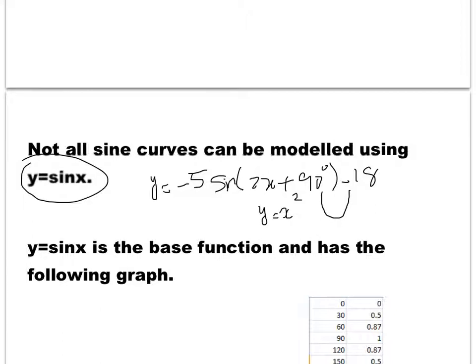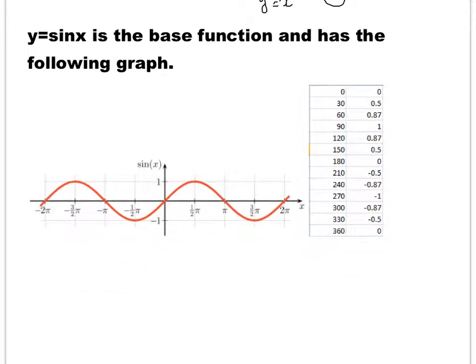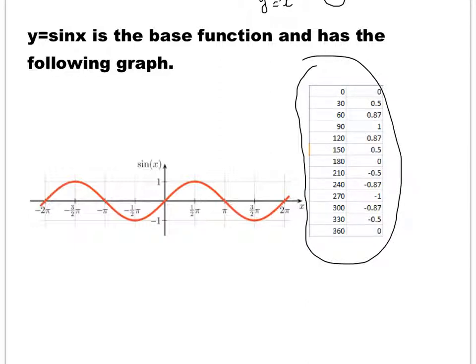Now, how the function y equals sine x looks, as I showed you yesterday when we did a lot of graphing, is a periodic function, which is shown here in red, and on the right you have the table of values. As I mentioned before, for sine functions you don't need that many points. The only important x values are 0, 90, 180, 270, and 360. These are all degrees, remember.